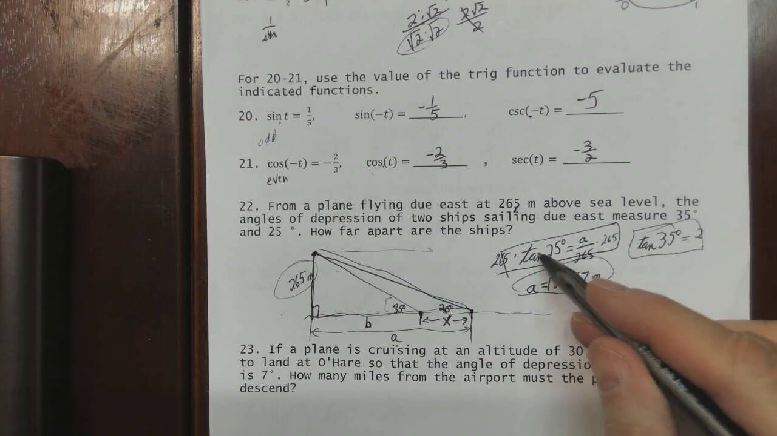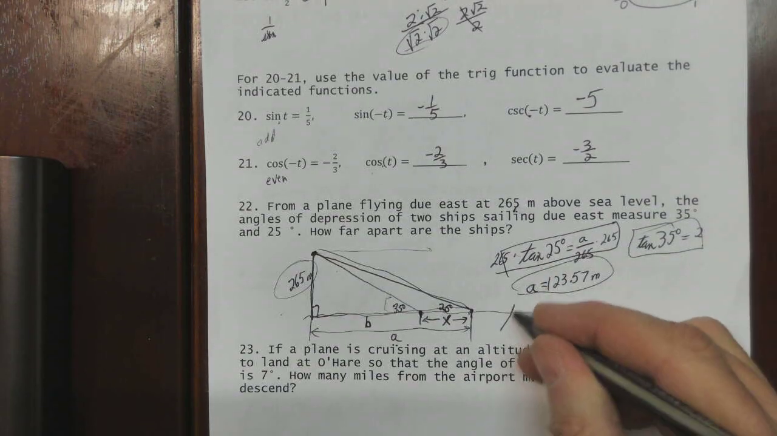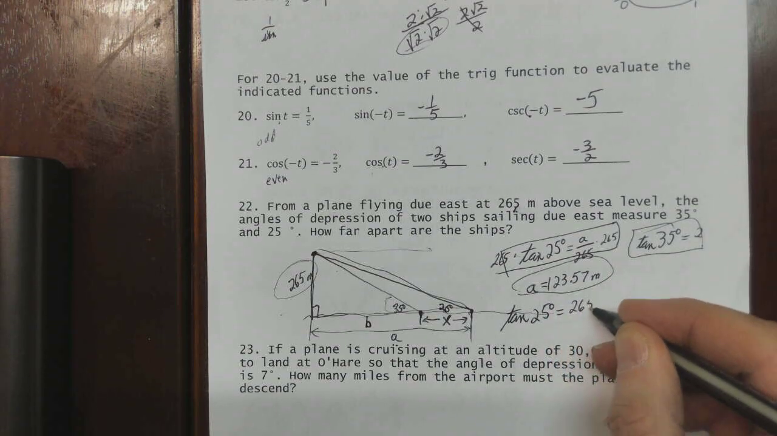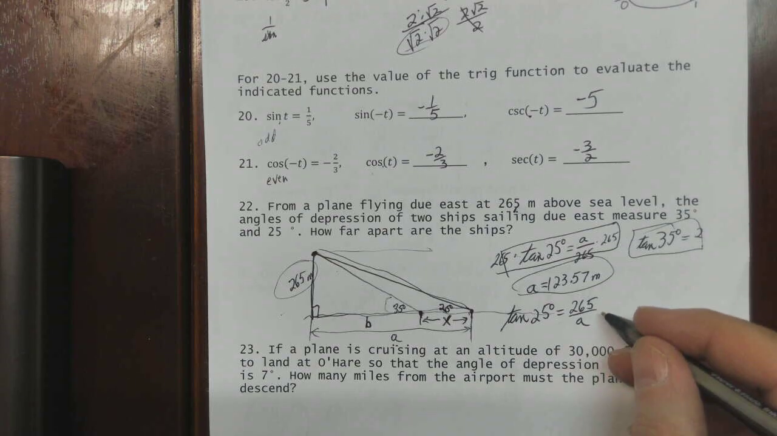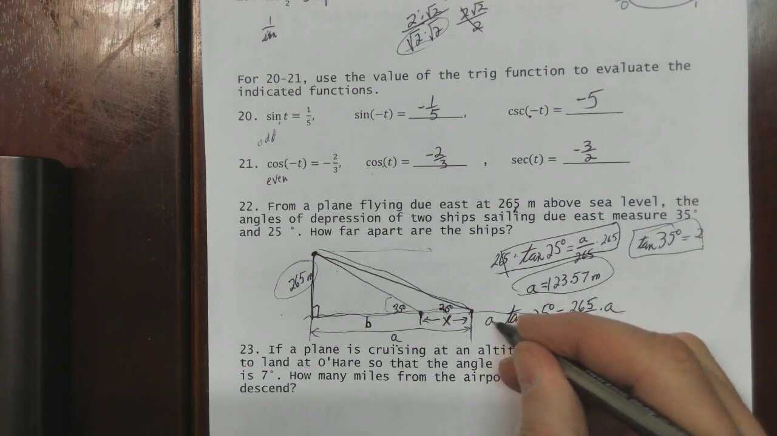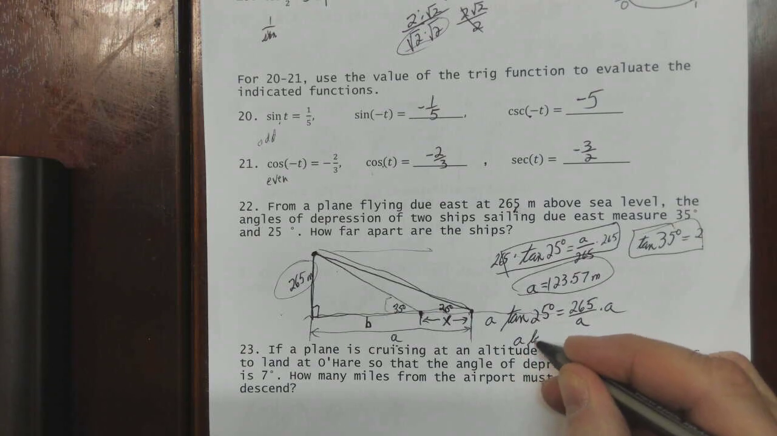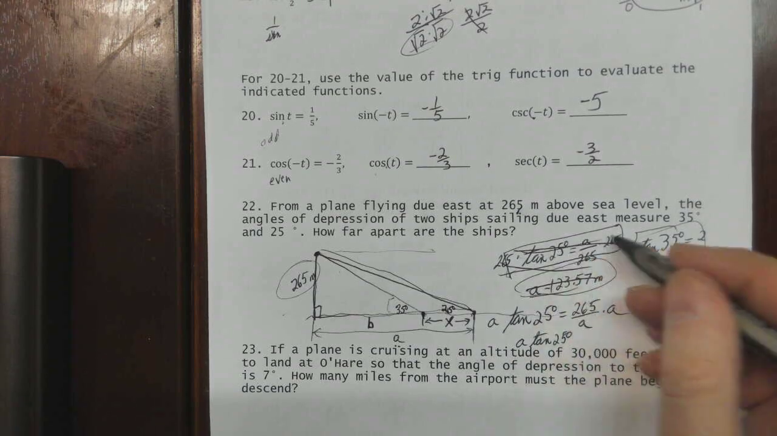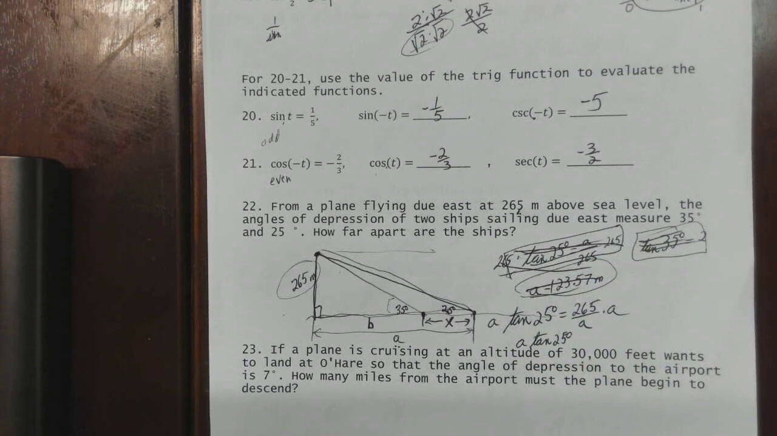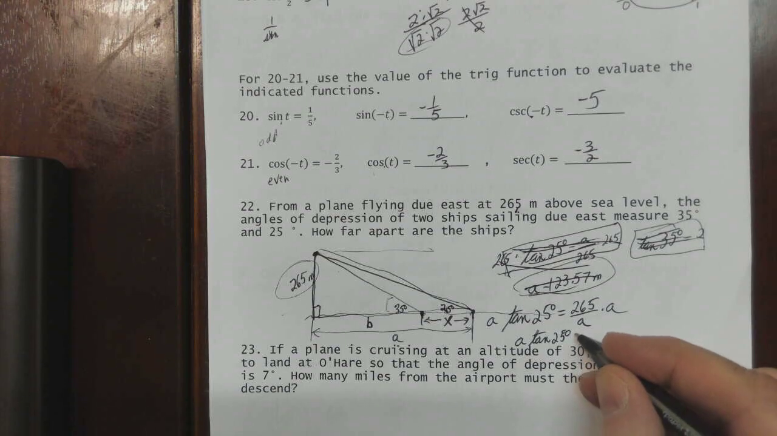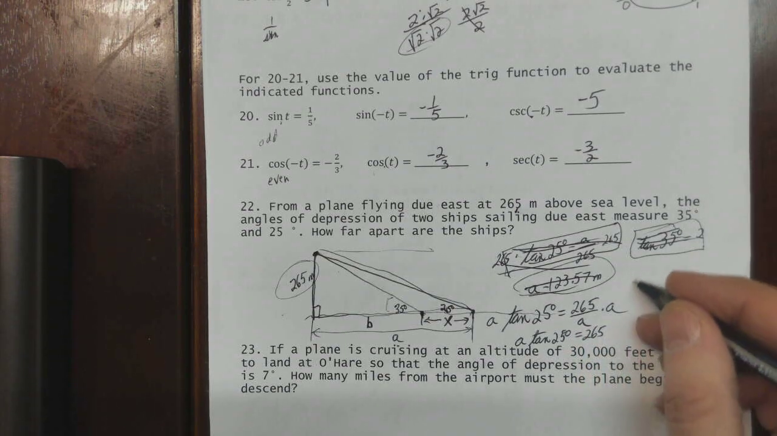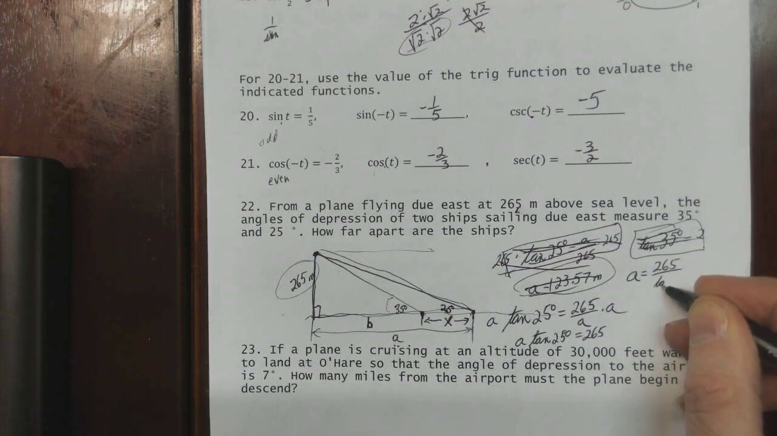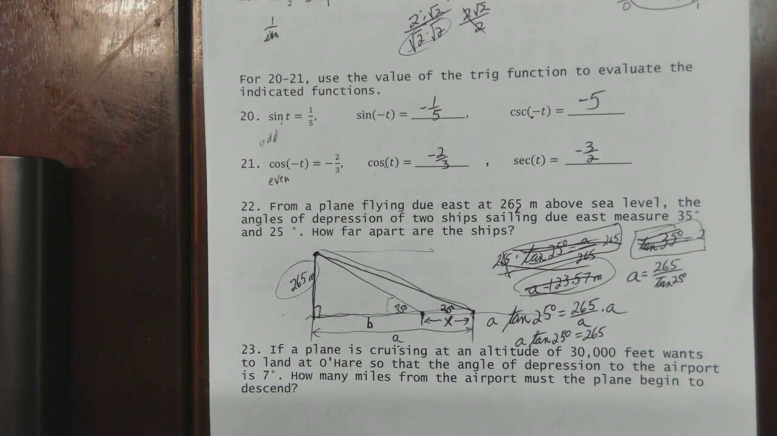I'm going to flip that around. The tangent of 25 degrees is equal to 265 over A. So I now multiply both sides by A and get A tangent 25 degrees. So please forget this. That's my mistake. First mistake of the year. A times tangent of 25 degrees is equal to 265. So A is 265 divided by the tangent of 25 degrees.